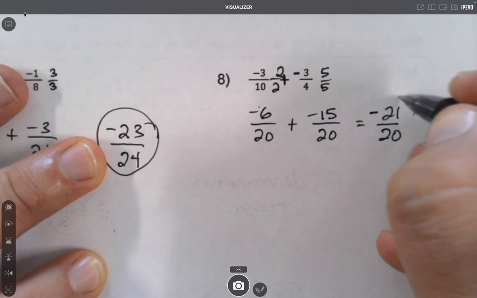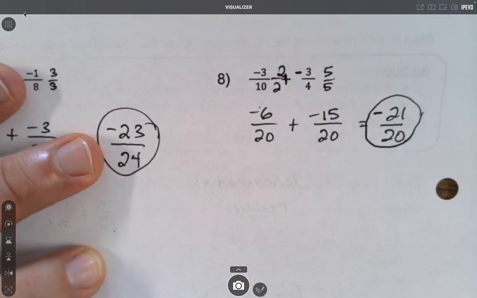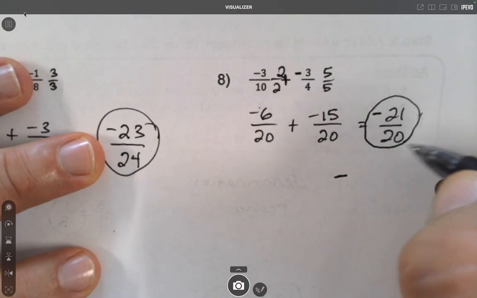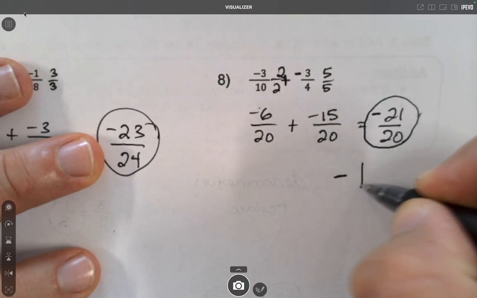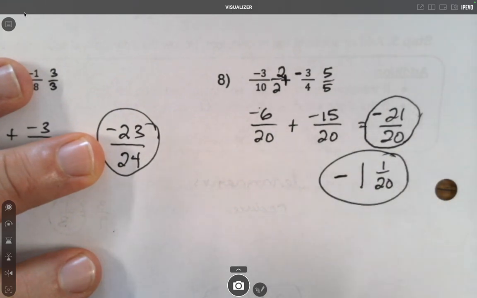I will accept this answer. It can't be reduced. It is improper, but I'm okay with that. But you can also change it to a mixed number. Just bring the negative and put it out front. 20 goes into 21 one time with 1 left over. So both of these answers would be fully accepted.